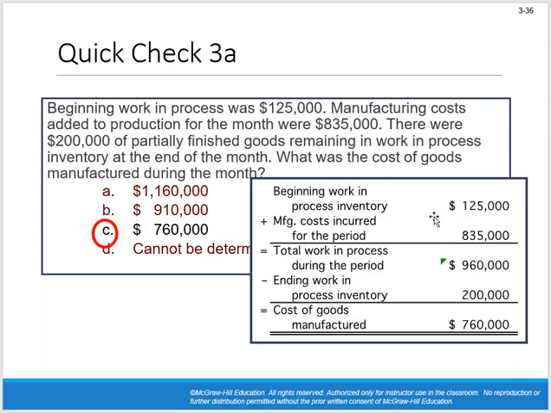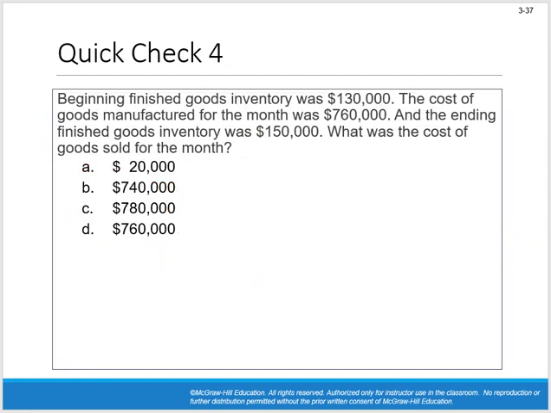Or you can do the math this way, where we take our beginning WIP plus the manufacturing costs added in during the period, gives us 960. Subtract our ending WIP of 200,000, and we end up with COGM, cost of goods manufactured, of 760,000. And that 760,000 is what we're going to transfer into finished goods. So, quick check 4.